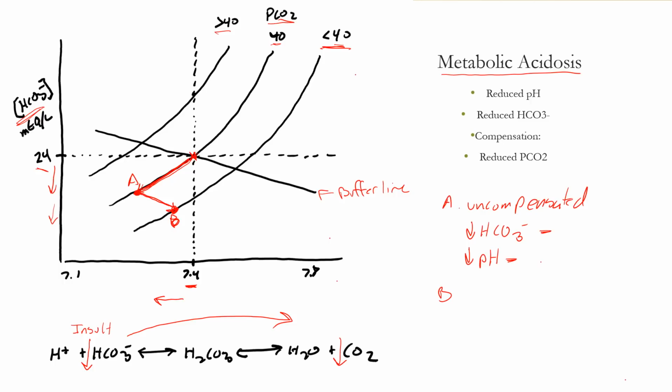So B is respiratory compensation, where you're going to see a decrease in the PCO2. And the decrease in PCO2 is because I have an increase in my ventilation.